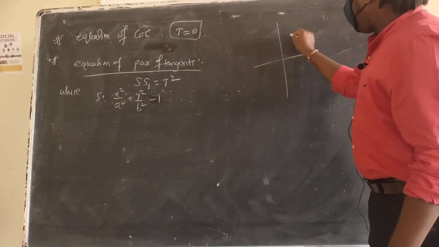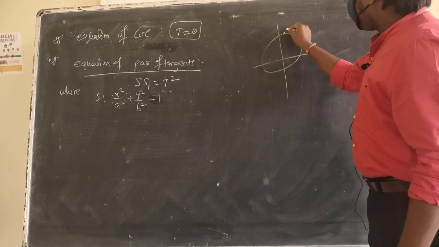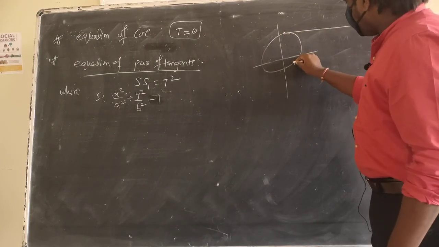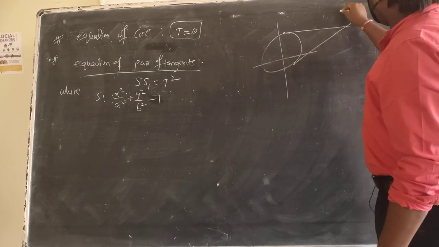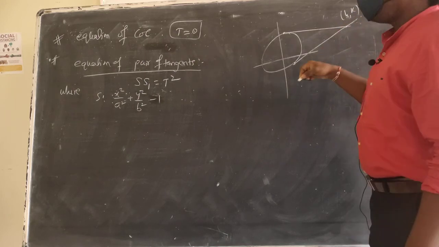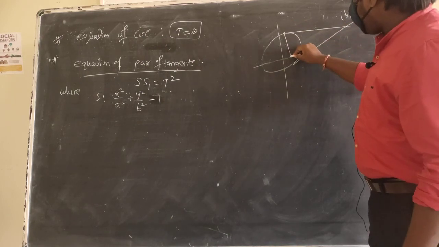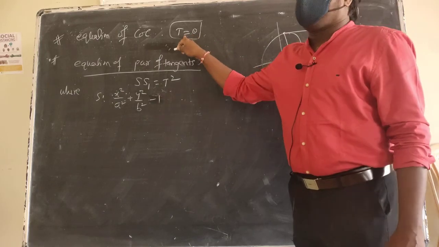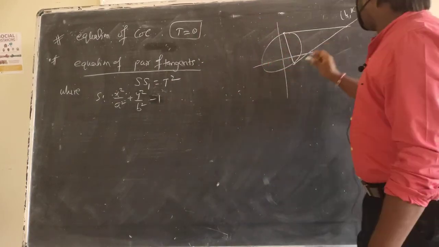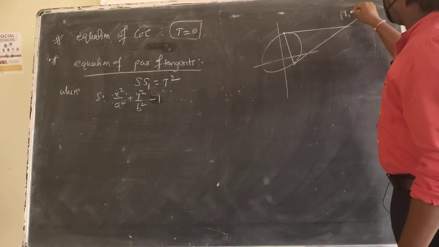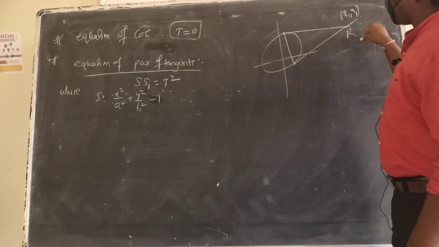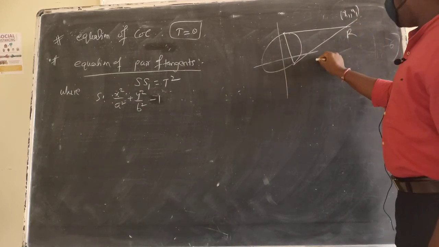This is an ellipse and you have a point here. You draw one tangent here and another tangent here, meeting at h comma k. Then this is called the chord of contact. Chord of contact is nothing but T equals 0. Suppose this point is x1 comma y1, then what do you write here?